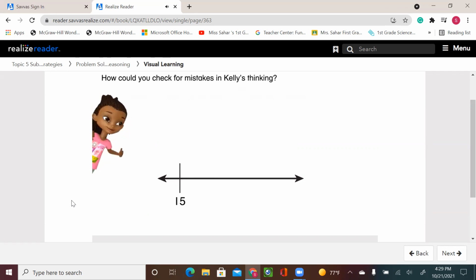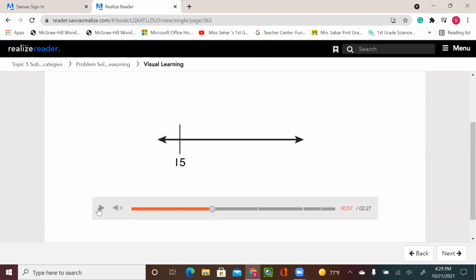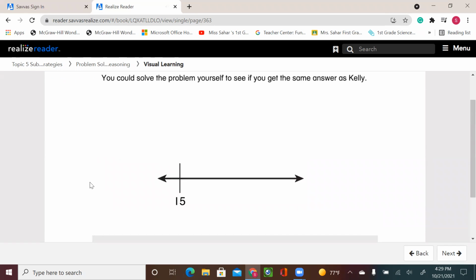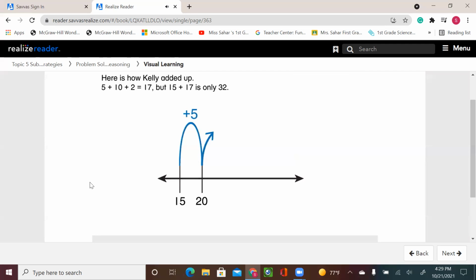How could you check for mistakes in Kelly's thinking? So we need to add and see if the answer is right or wrong. You could solve the problem yourself to see if you get the same answer as Kelly. Here is how Kelly added up. 5 plus 10 plus 2 is equal to 17, but 15 plus 17 is only 32.